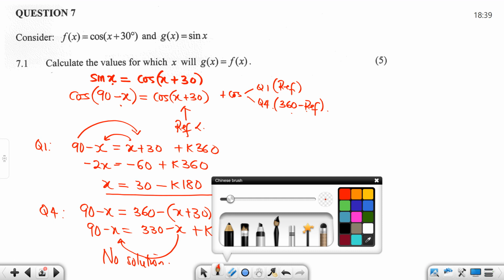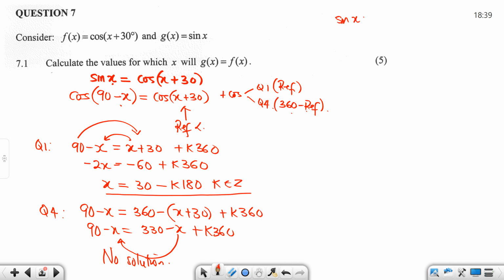If I have sine x equals 1 over 2, for instance, what is your reference angle? It's not 1 over 2, which is 1 over 2. And that will give you what? 30. Is that fine? Now, I could have written this like this: sine x equals what? Sine 30.